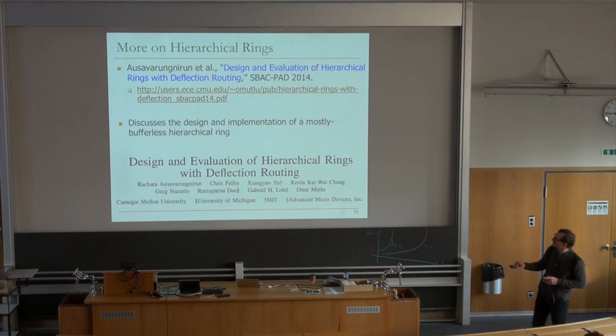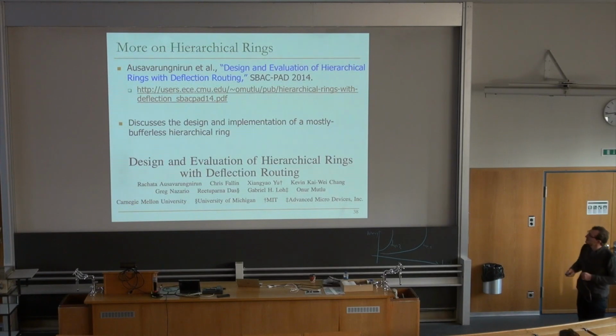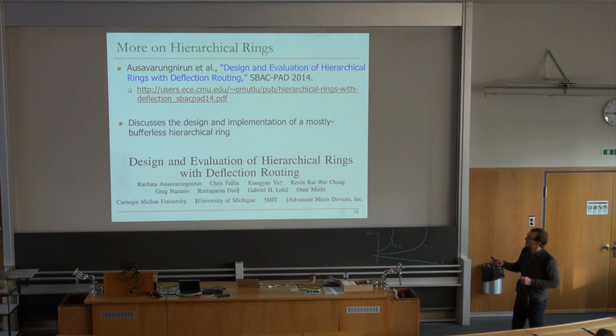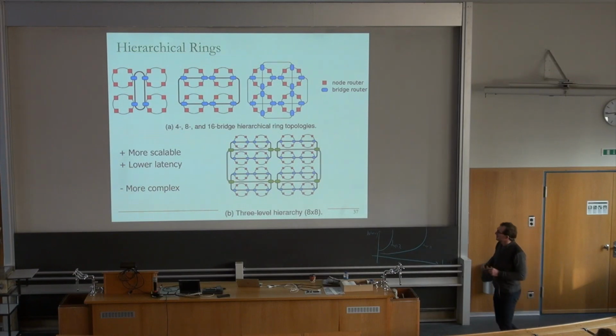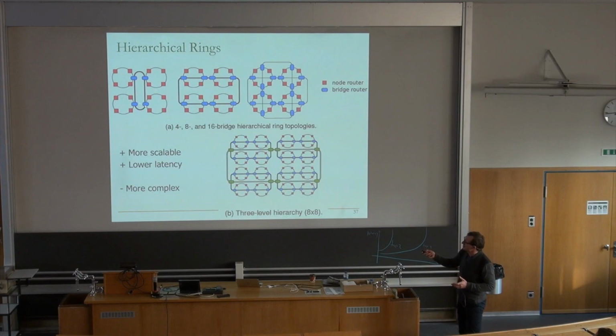If you're really interested, you can take a look at some of the papers that analyze these issues. This particular paper discussed the design and implementation of a mostly bufferless hierarchical ring. What do you do if you want to get rid of the buffering that you may need to have in these routers? Because one of the beautiful things is you don't need to have buffering over here.